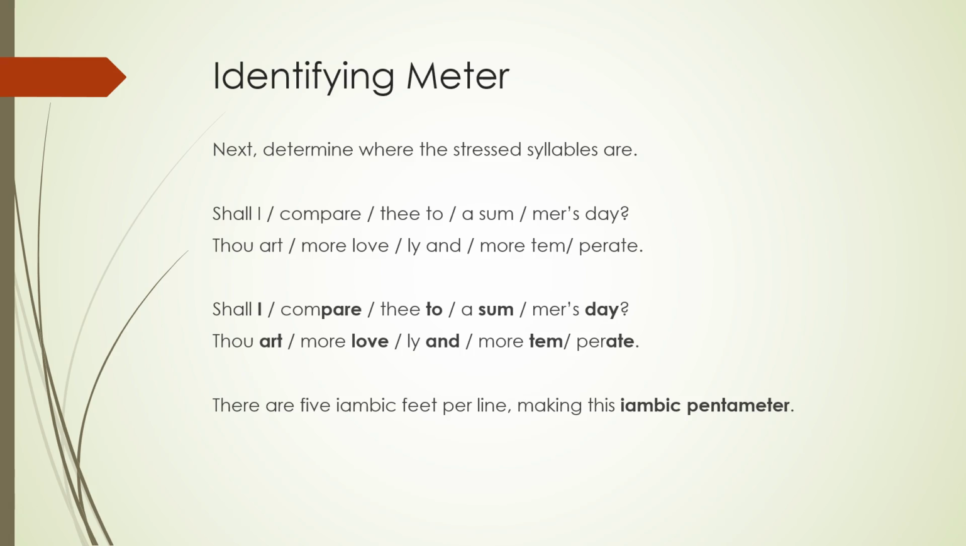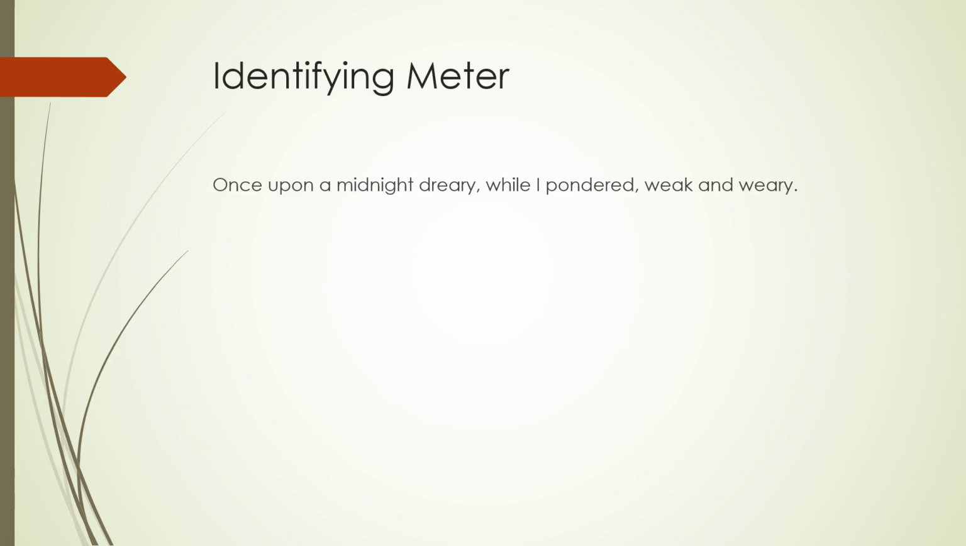Okay, let's look at another type. Here's a line from Edgar Allan Poe's The Raven. Once upon a midnight dreary, while I pondered weak and weary. Okay, so the first thing I'm going to do is count up the number of syllables per line. And I have 16. It's an even number, so I'm going to divide it into feet of 2 syllables and put slashes between them.